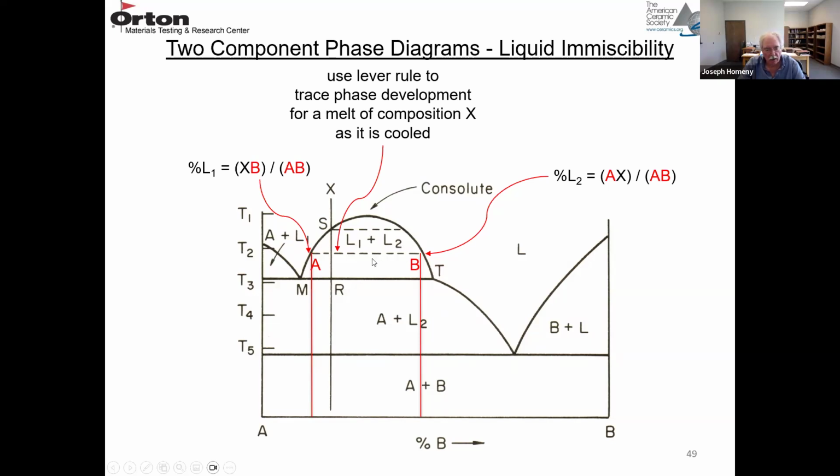So if you do the tie line ratios, XB, this is XB divided by AB, the entire tie line. That's the percent of L1. And then the percent of L2 is the shorter tie line AX over AB. So there's a lot more L1 present at this temperature and this composition X.